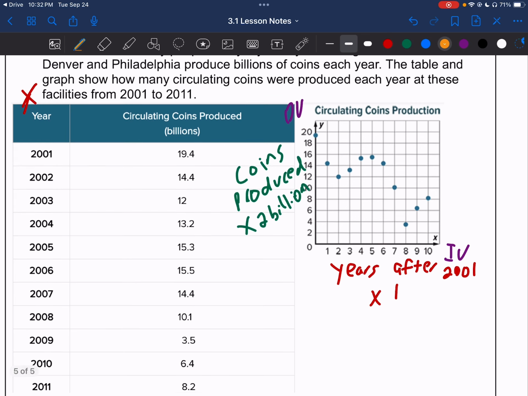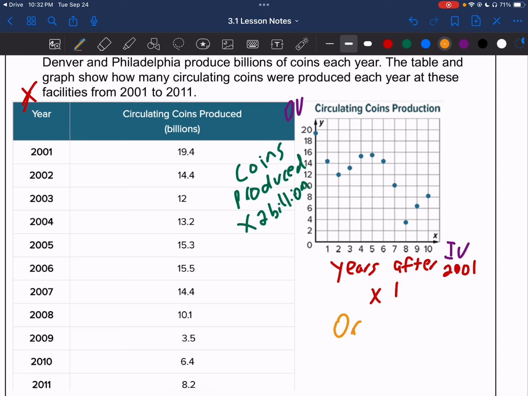Now let's figure out, what is my origin? Now the origin on the x-axis is going to be the year 2001. The origin on the y-axis is going to be 0 coins. Okay, origin on the x-axis, 2001, the year that we're looking at, origin on the y-axis, 0 coins. Now, let's just take a look at this.